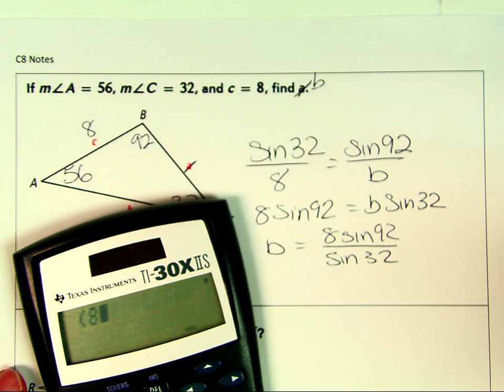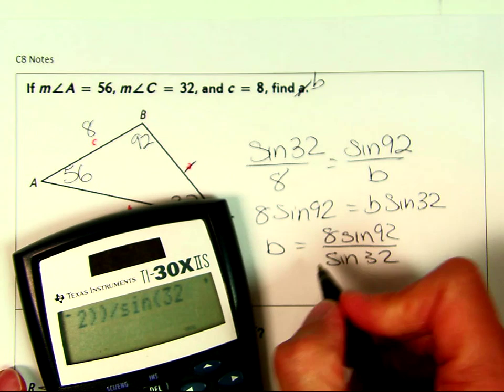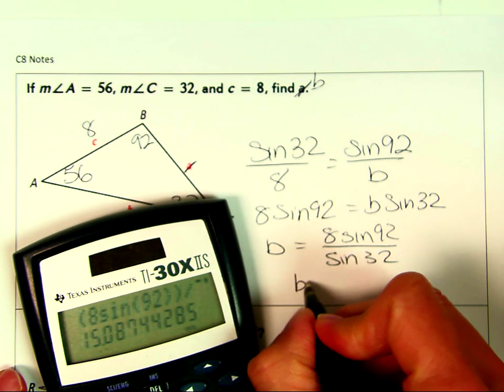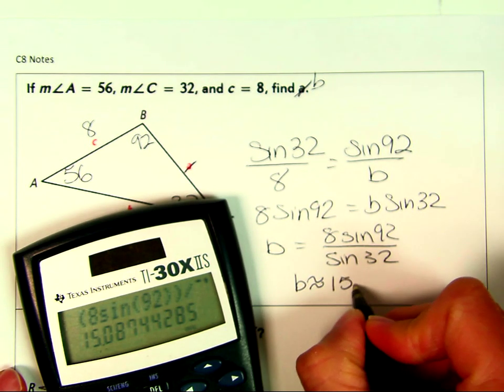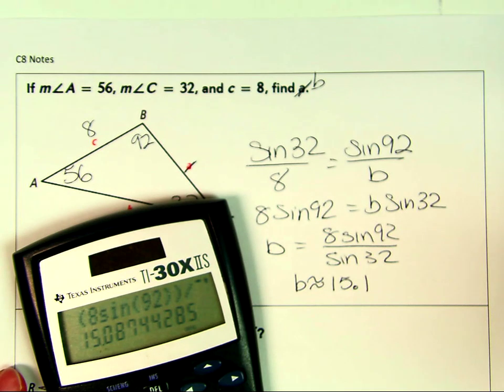Parenthesis 8 sine 92 divided by the sine of 32. And I get B is approximately equal to 15.1 if I'm rounding to the nearest tenths.